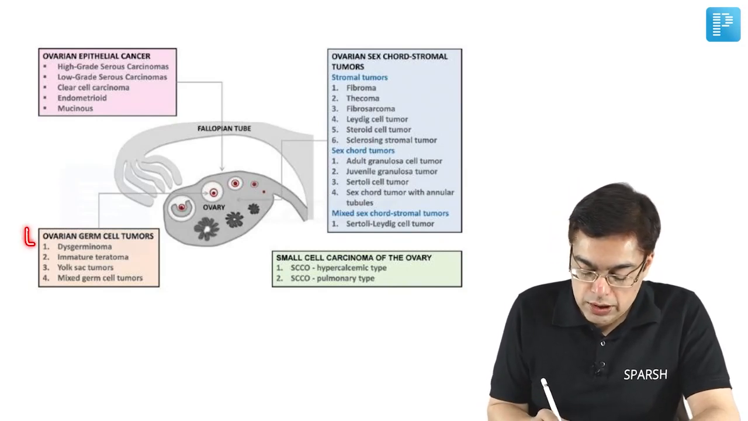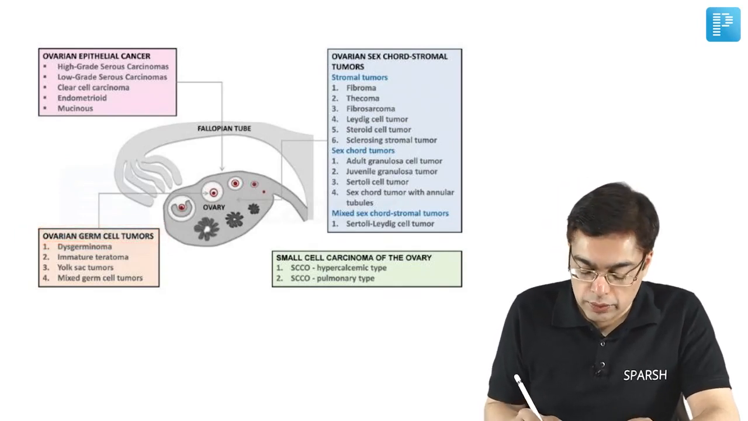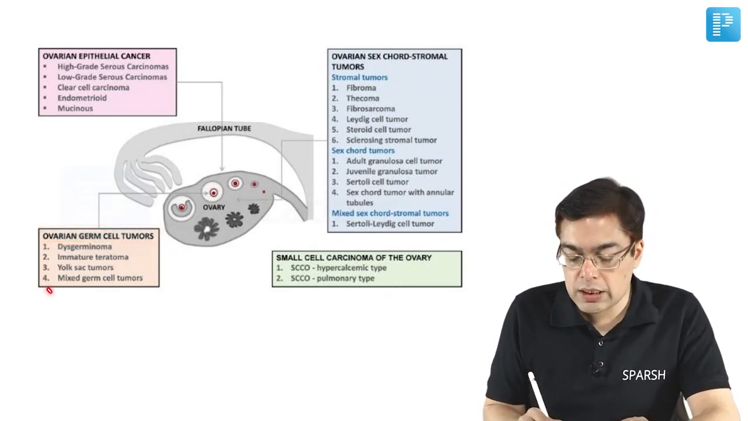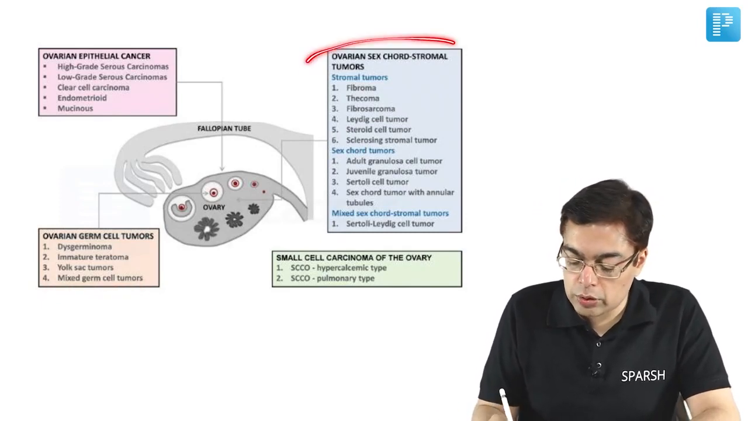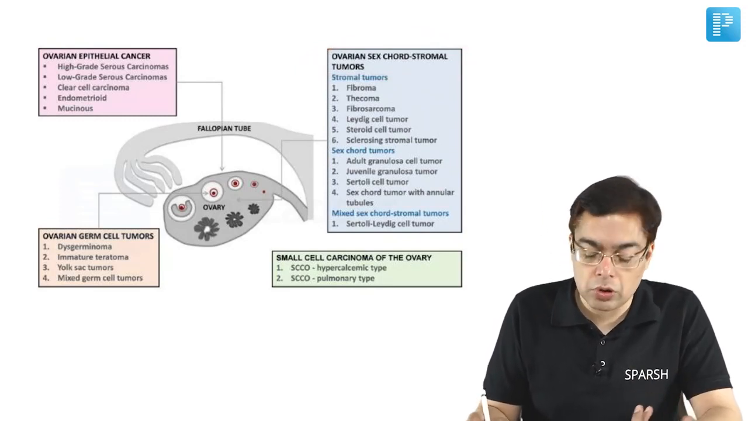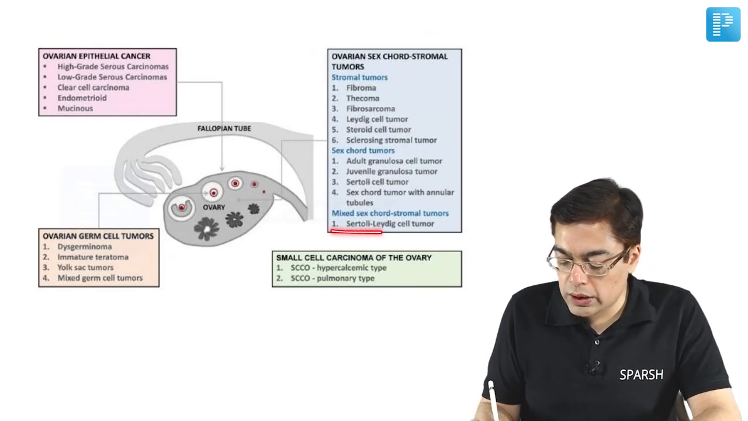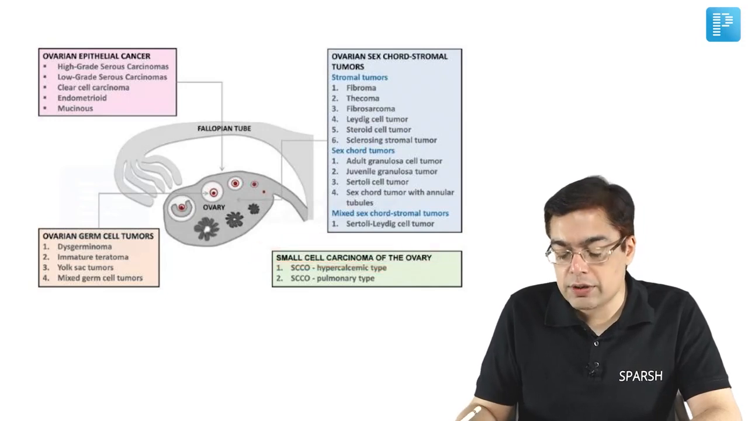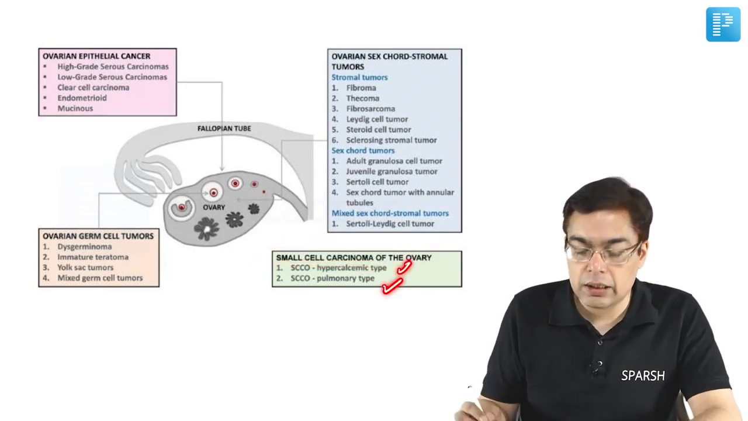When we are talking about the germ cell tumors, we have important examples including dysgerminoma, teratoma, yolk sac tumors, and mixed germ cell tumors. Also, when we talk about the sex cord stromal tumors, primarily we focus on fibroma, thecoma, fibrothecoma, and at times we make a mention of tumors like the Sertoli Leydig cell tumor. And definitely we also have a small cell carcinoma of the ovary, in which we have a hypercalcemic type and the pulmonary type.